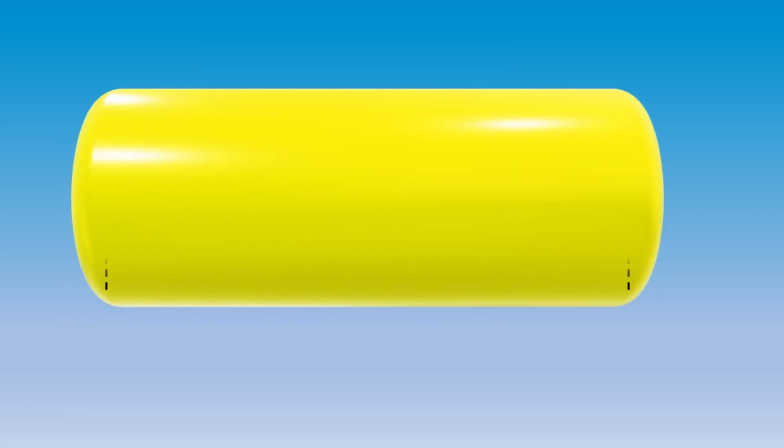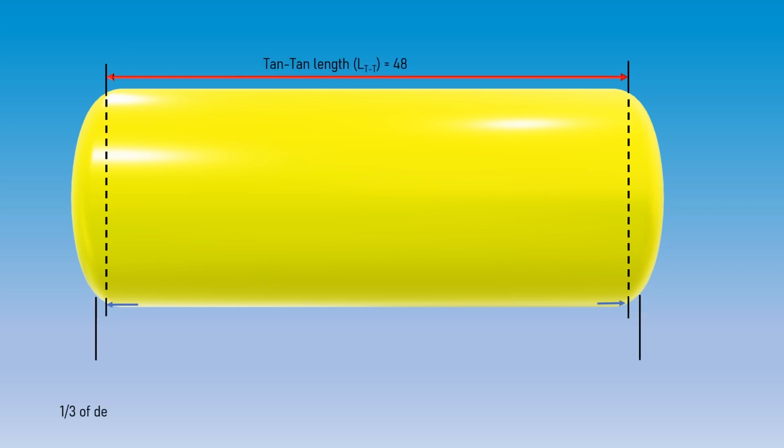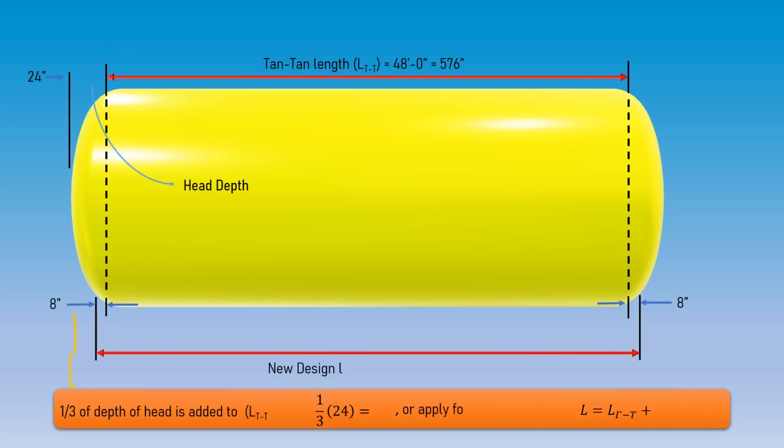Now we are starting the solution. In the first step, 1/3 of the depth of the head of the cylinder is added to the tangent length of the cylinder, as recommended by the design criteria previously mentioned. We can apply the following relation for the ellipsoidal heads. The new design length is 592 inches, with 16 inches added to 576 inches. You should also consider this practice in the previous example.